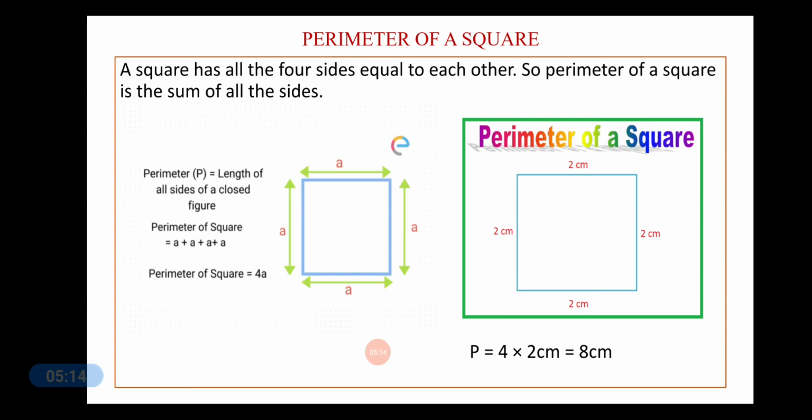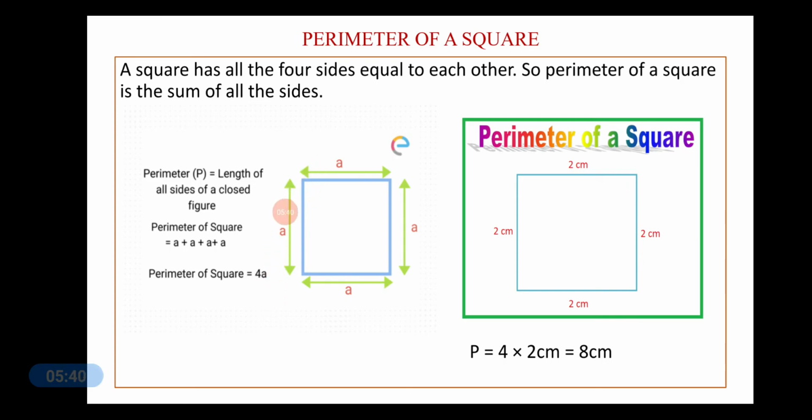Perimeter of a square. A square has all four sides equal to each other. So, the perimeter of a square will be the sum of all the sides. That is, perimeter is equal to the length of all the sides of this closed figure, which is the square. Now, if one side is given as A, obviously the other sides will also be equal to A.